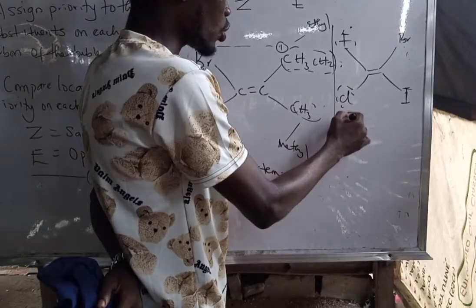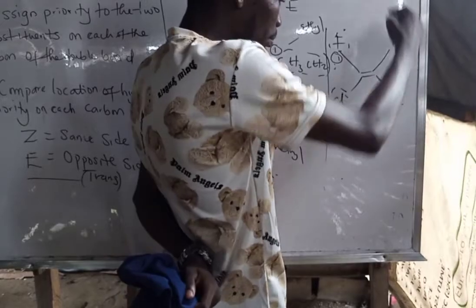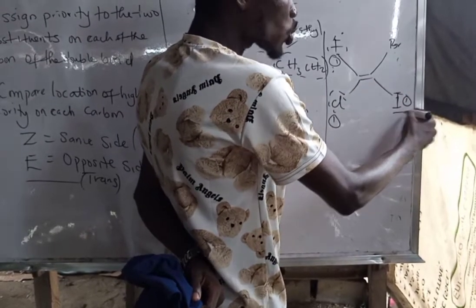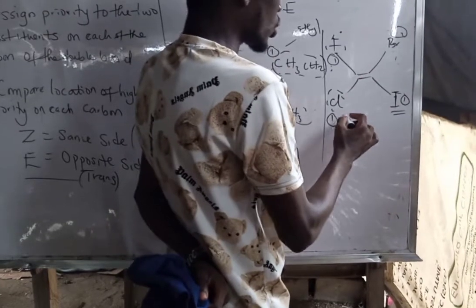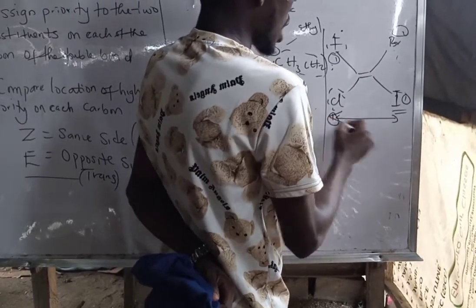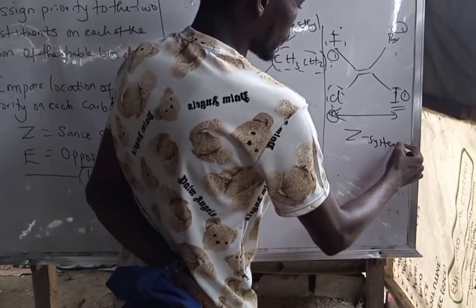So we take this one to be 1, this one will be 2. So iodine has higher priority than bromine. This one is 1, because of the higher atomic number of the two. So this one is 2. So you can see that chlorine and iodine are on the same side of each other. So we can take this to be my Z system.